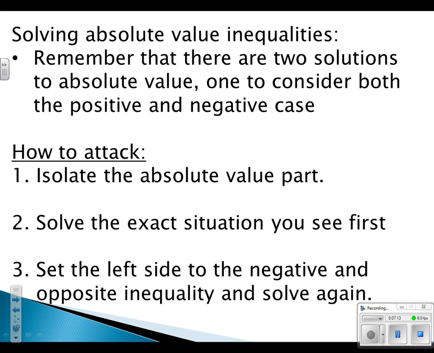So what do I do? First, isolate the absolute value part. Get it alone. Number 2, solve the situation you see. Also, set up the situation that is negative of the one that you saw and do your solution steps all over again. Now, not only will you change the one side to negative, but you're also going to swing around your inequality. It's probably easier to understand seeing me practice it.